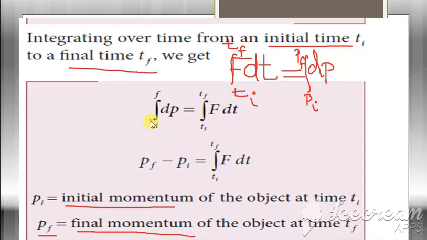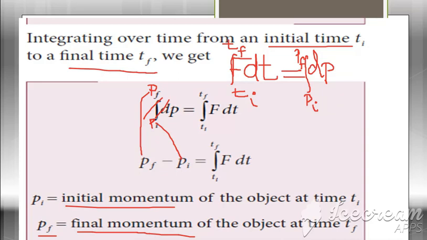Here it is written wrongly. In your book also there is just a printing mistake. It is Pi and Pf. Now if you apply the limits, it is upper limit minus lower limit. In the same way here also, F as it is, then upper limit minus lower limit.